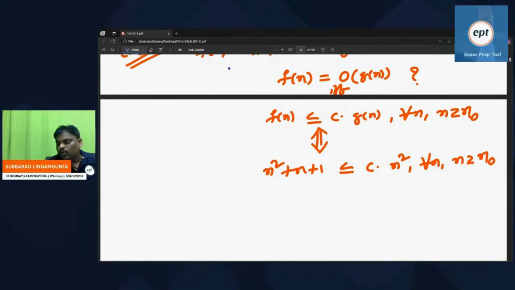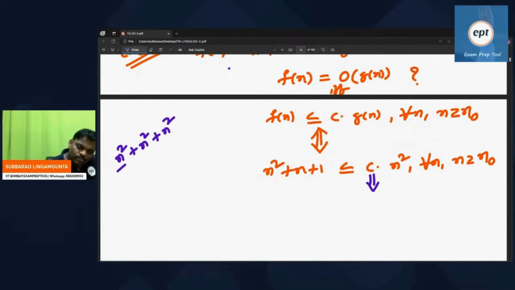So I don't know in what way I have to prove it. C is saying that I am a constant, you can take my help. Let me ask you one small thing. N square, everyone listen, n square.